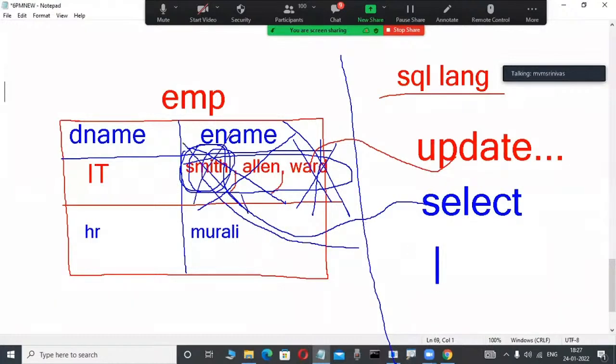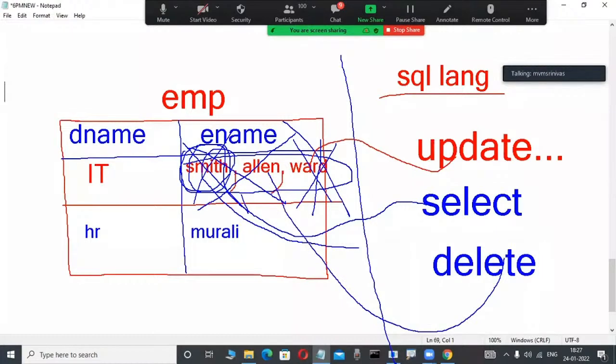Again, now here, delete. Now I try to delete a single value from these multiple values. Allen is a single value I want to delete from these multiple values. The syntax is not there. That's why it is not recommendable.